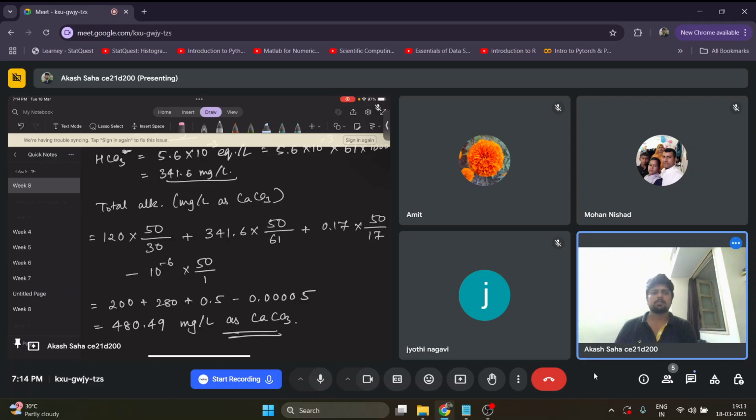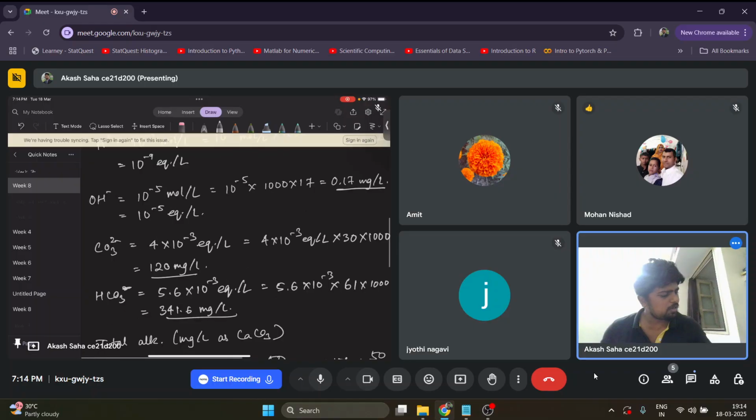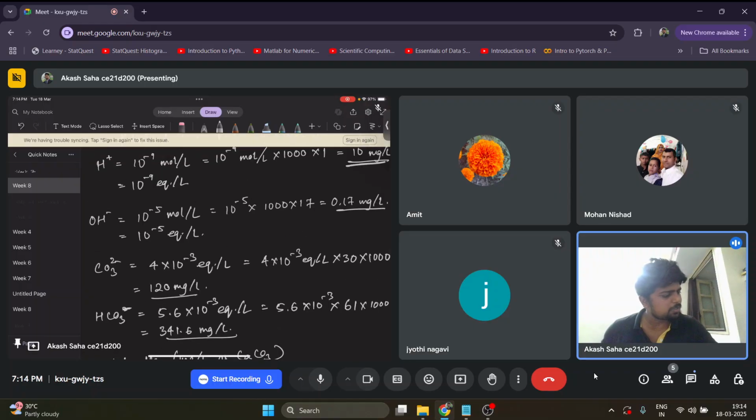Is it okay? Now can someone tell me, here we got everything in terms of milligram per liter, right? So why can't we just add it up and say this is the total alkalinity? Why are we converting all those things? Why can't we just simply add it and tell the alkalinity? Is it possible?